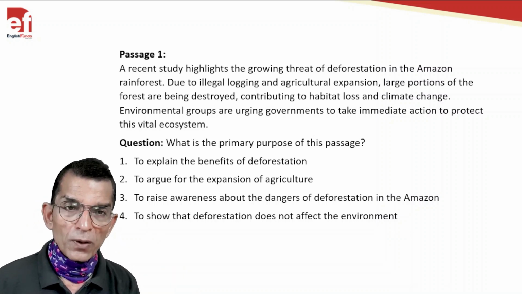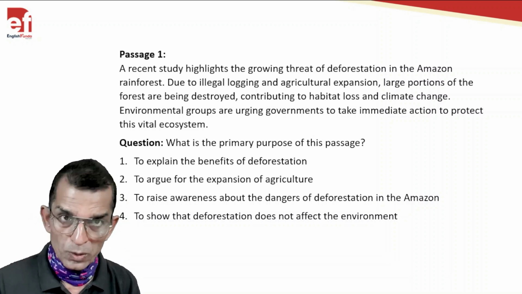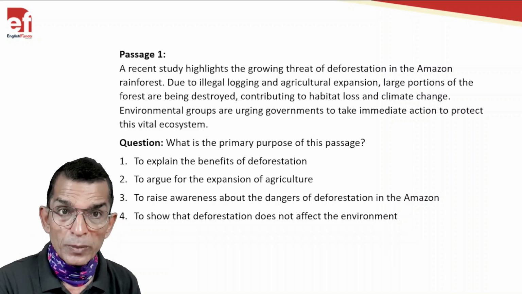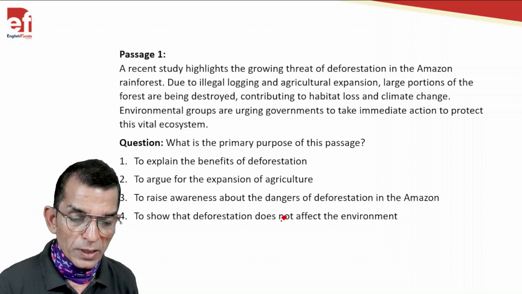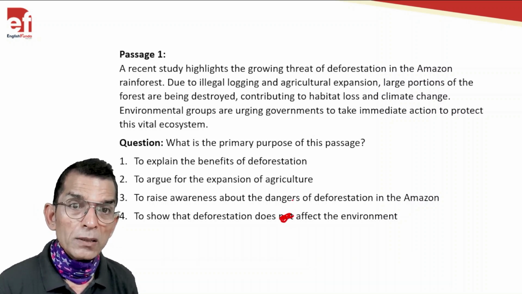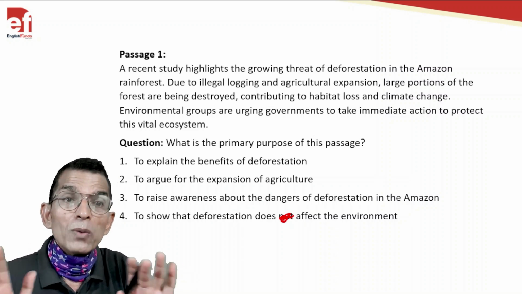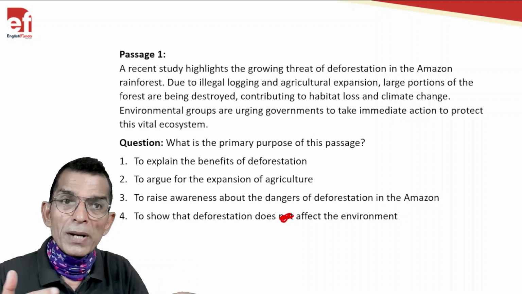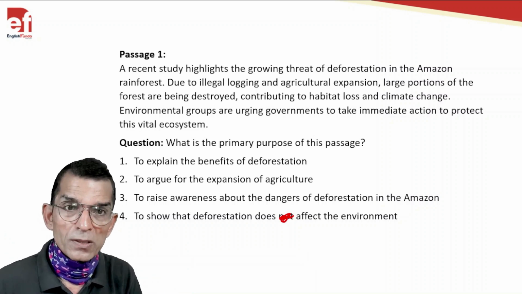To explain the benefits of deforestation? Absolutely not, sir. To argue for the expansion of agriculture? Absolutely not, sir. To raise awareness about the dangers of deforestation in the Amazon? Absolutely correct, sir. And then to show that deforestation does not affect the environment, or even if I said affects the environment, suppose even if we remove this "not" from here and we think of this as an option, even this will be incorrect. Why? Because the passage is only about deforestation in the Amazon forests. It's not about all the forests in the world. So I cannot write the primary purpose to be all-encompassing, whereas the statement in the passage is only talking about Amazon forests.